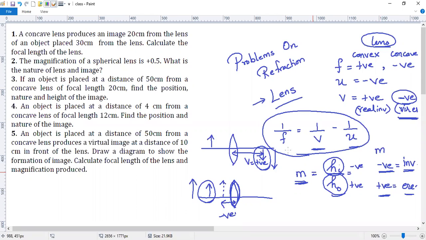So accordingly you can say, if negative it will be real inverted, if positive then virtual erect. Clear? So these are the two formulas. In the magnification formula you can bring in this U and V. M is equal to V by U. Correct? Is it plus or minus?